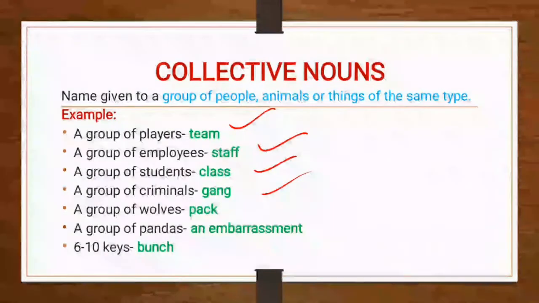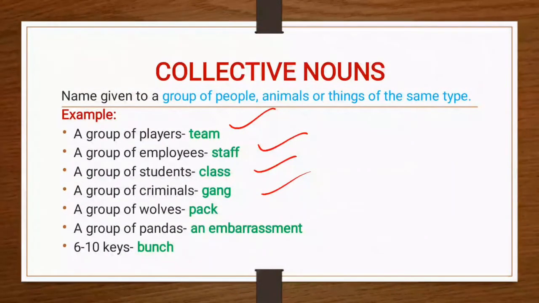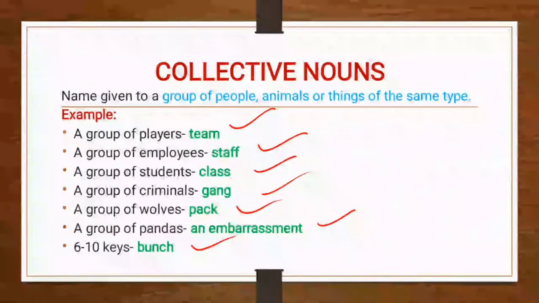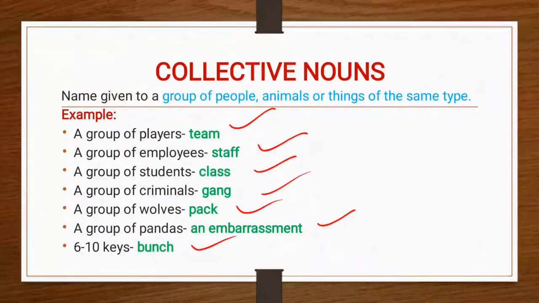There are also collective nouns for animals. For example, a group of wolves is called a pack. And a hilarious but totally real name for a group of pandas is an embarrassment. There are also collective nouns for things. 6 to 10 keys, together known as a bunch. And when you need to talk about stairs from one floor to another floor, it's called a flight of stairs.